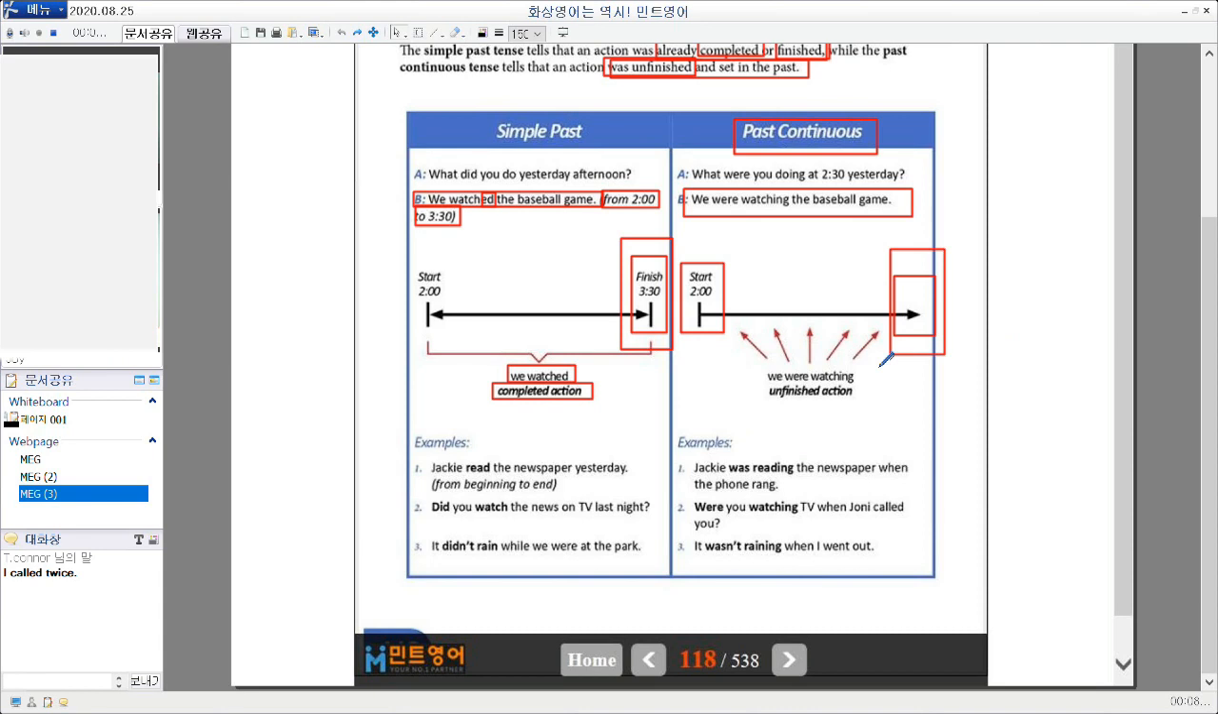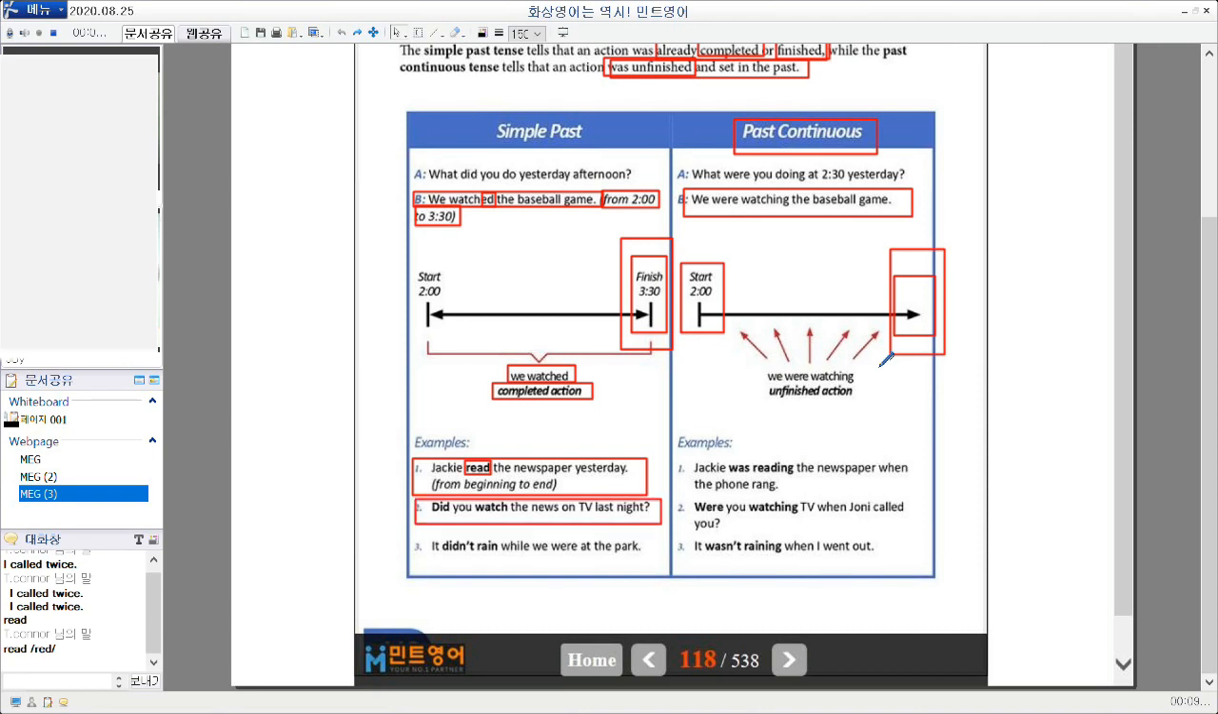So that is the difference between simple past and past continuous. More examples. Number 1. Jackie read the newspaper yesterday. For read, the present form is read. The past form is read. Yeah, so that is the past form.